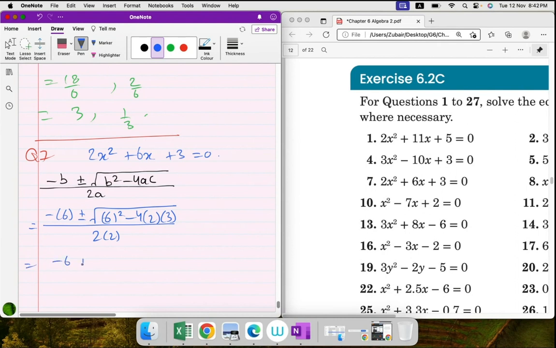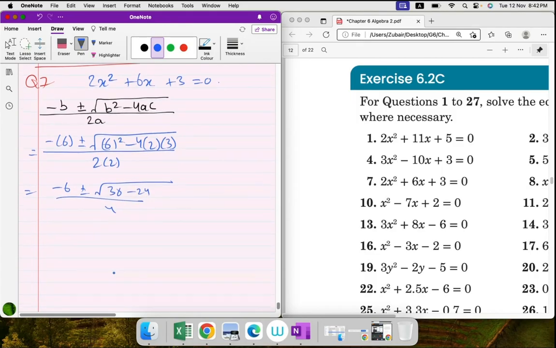Very good. So this is minus 6 plus minus the square root of 36 minus 4 into 2 into 3, that's 24, over 4. Minus 6 plus minus square root of 12 over 4. Now the calculator may do that job for you as well, and we should know how to solve this. 12 is 2 into 2 into 3, so this 2 will come out and that's 2 square root 3. Minus 6 plus minus 2 square root 3 over 4.